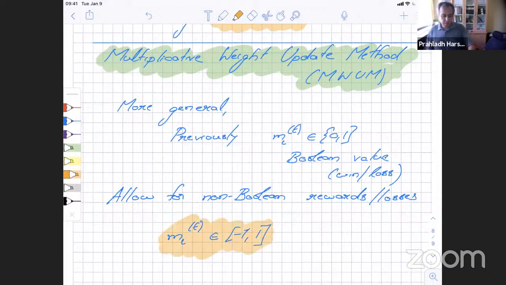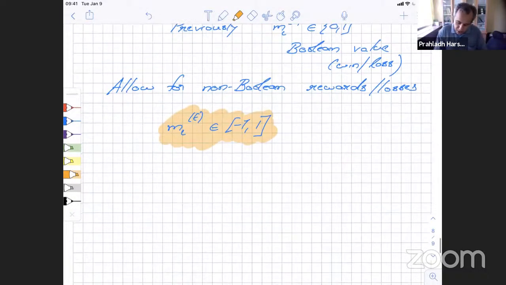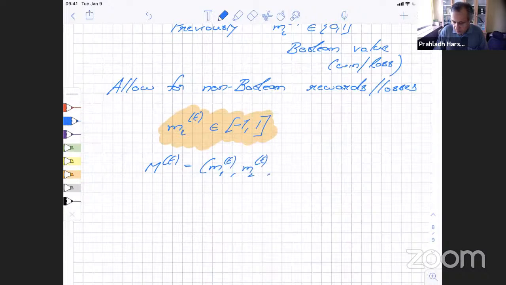And so in general now, this vector m^t is the vector (m_1^t, m_2^t, ..., m_n^t), some vector in [-1, 1]^n. At the end of each day, you get to see this vector. After the action has been played, you get to see every expert's reward and loss. At the end of each time step, you get to see this.